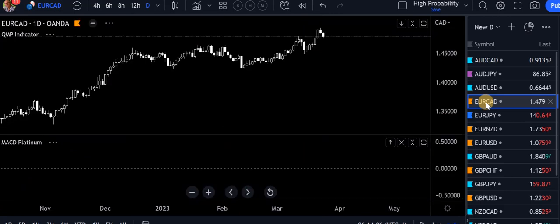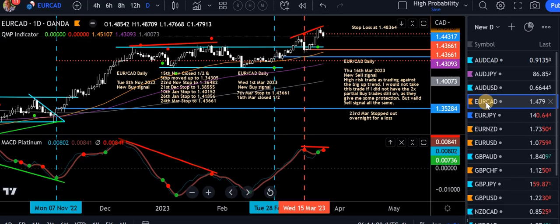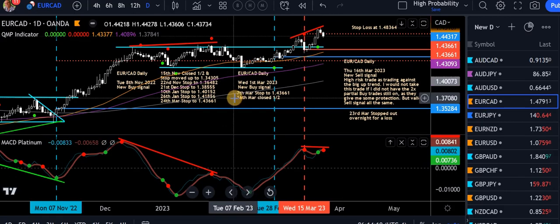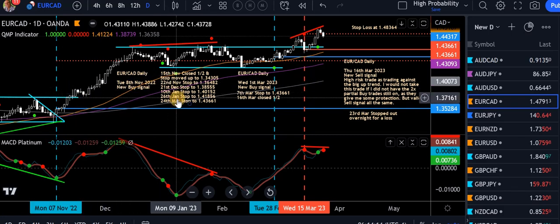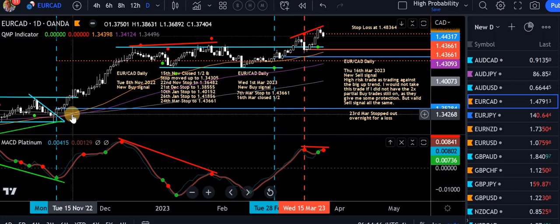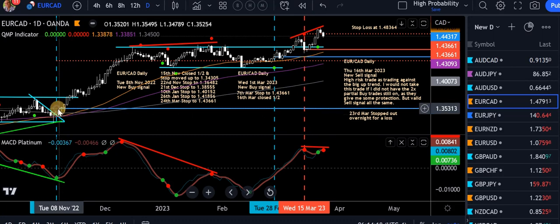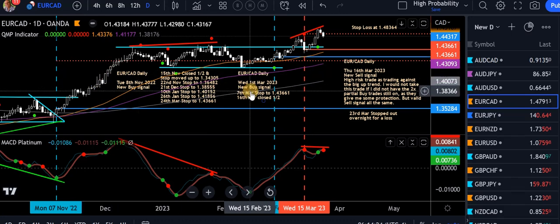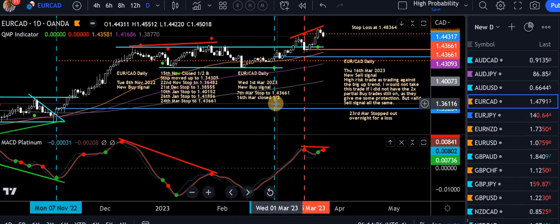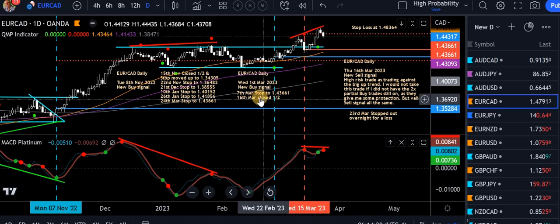Euro CAD, highlighted in orange, obviously for a reason, and it'll be because I stopped out. All right. Good thing is we're still on a buy from the 6th of November. Here's all my notes on that. So that's the buy from there. So we can't lose on that. There's a stop. Can't lose. 1st of March took a buy, and I don't think I can lose in that either.